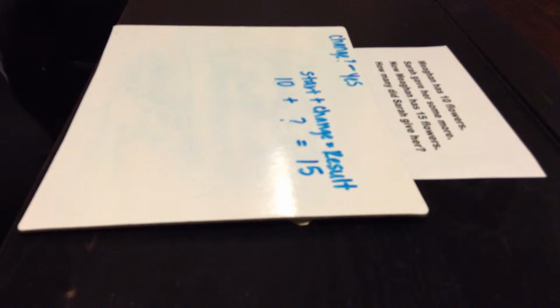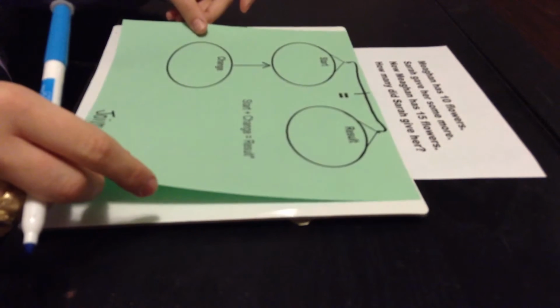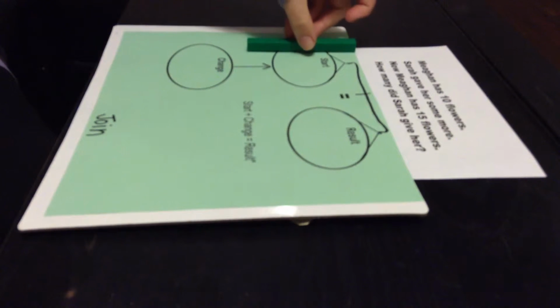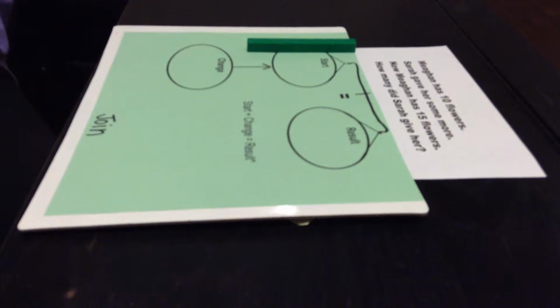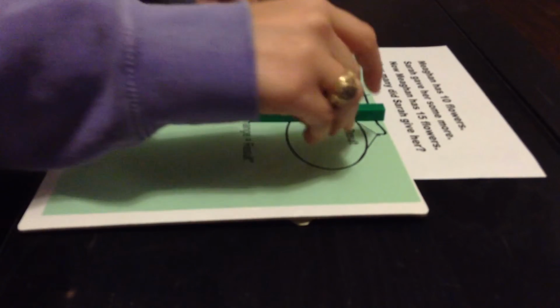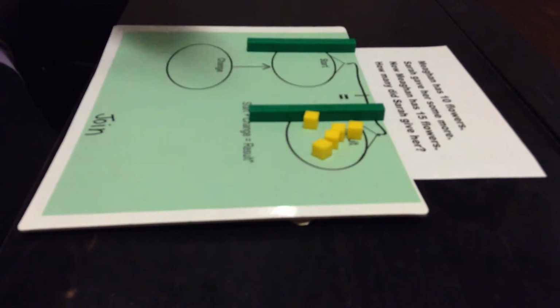So if we take out our join structure model, and use our base 10 blocks to fill it in, if we know that the start is 10 flowers, we can use a base 10 rod to put into our start, because Megan has 10 flowers, and Sarah gave her an unknown amount more flowers, and we know that she ended with 15. So one rod and 1, 2, 3, 4, 5 units, leaving us with 15 flowers.